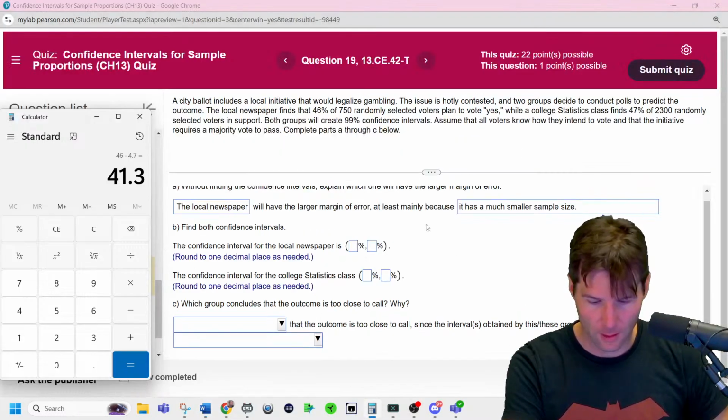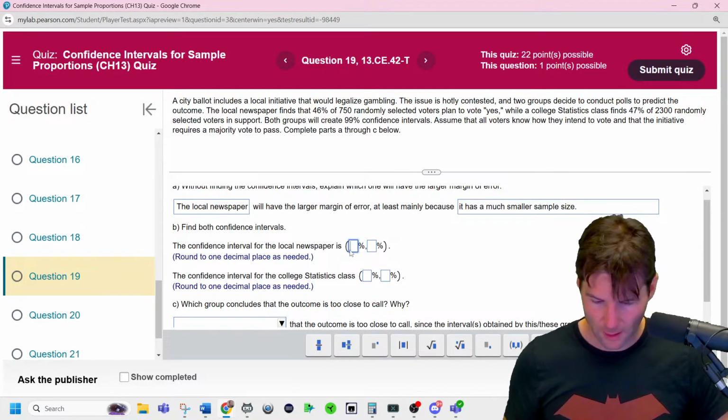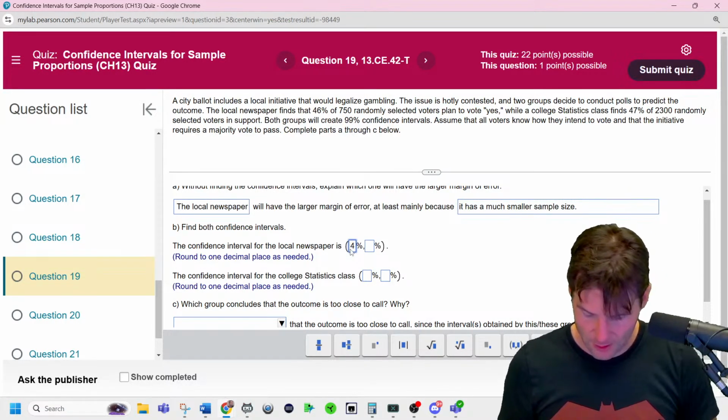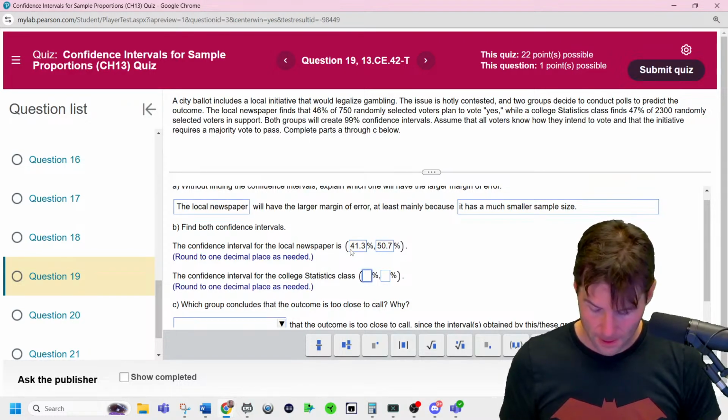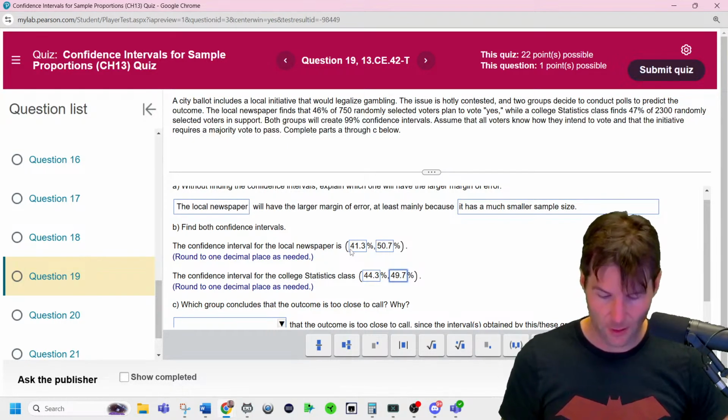Can I keep them in my head? Let's find out. Okay. So that's 41.3, I believe, and 50.7. And this one all the way down to 44.3. And this one all the way up to 49.7, I believe.